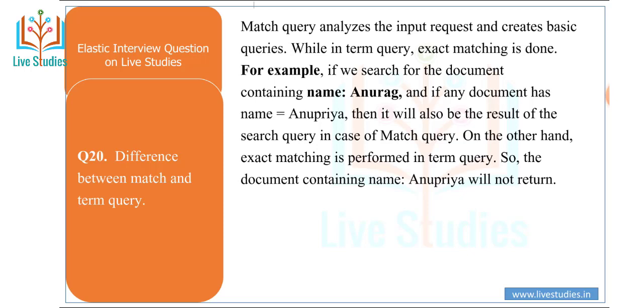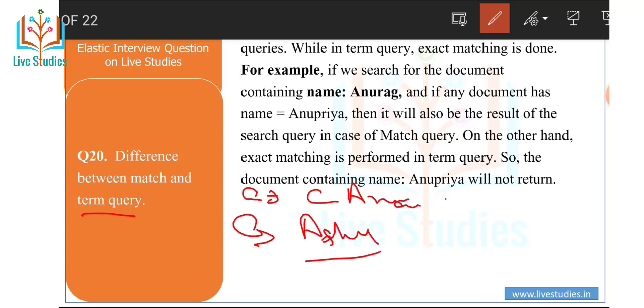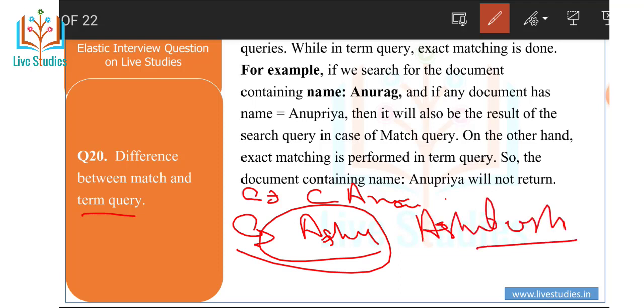In a simple match query, it's a basic query. Just suppose you match one name like Anurag. But a term query is exact matching, word by word. If you search Ashu, then you cannot find Ashutosh, you can only find Ashu.